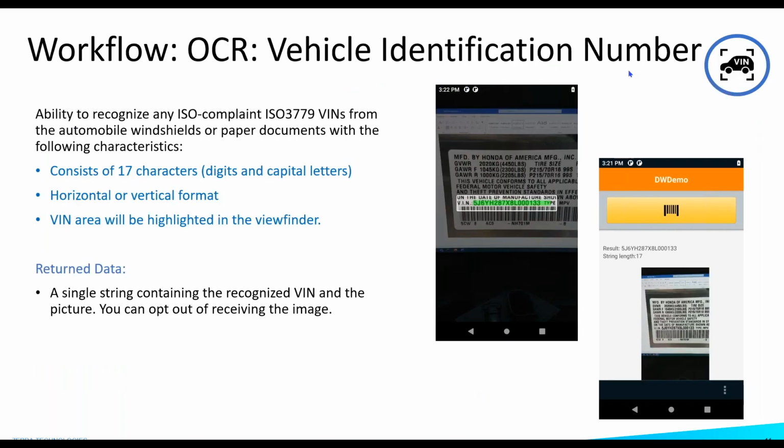Vehicle identification number: the ability to recognize any ISO 3779 compliant vehicle identification numbers from your windshield or on a paper. So you can see a sample here. Detailed documentation is available on these features in our tech docs. You can refer to them, or if you have any questions, you can revert back to us.